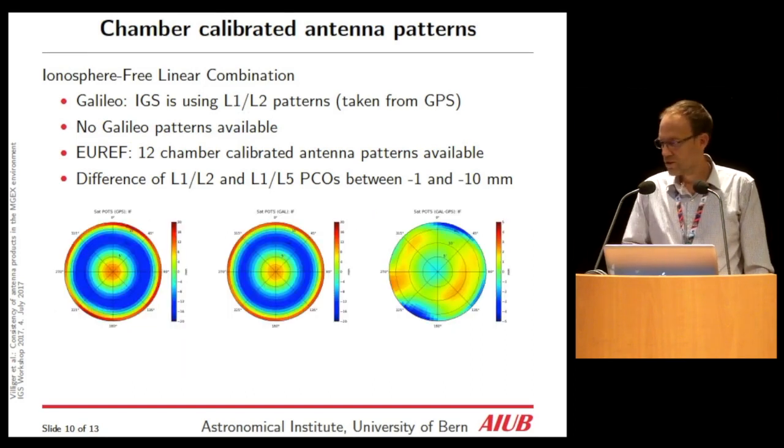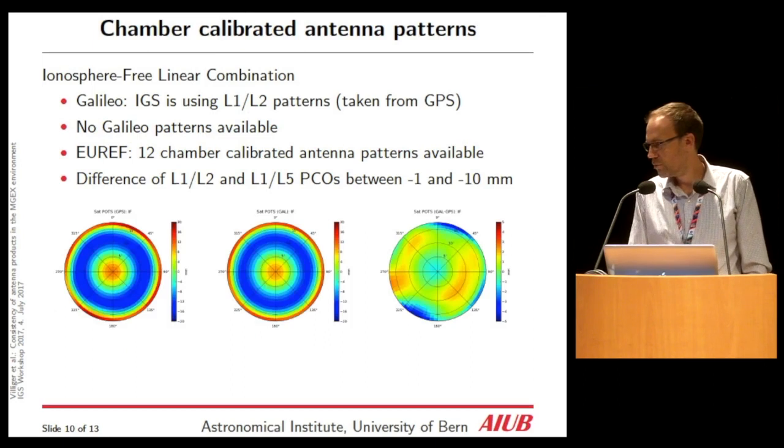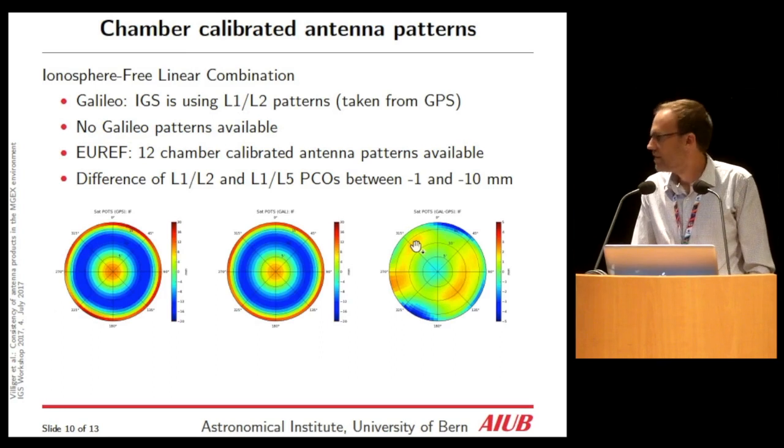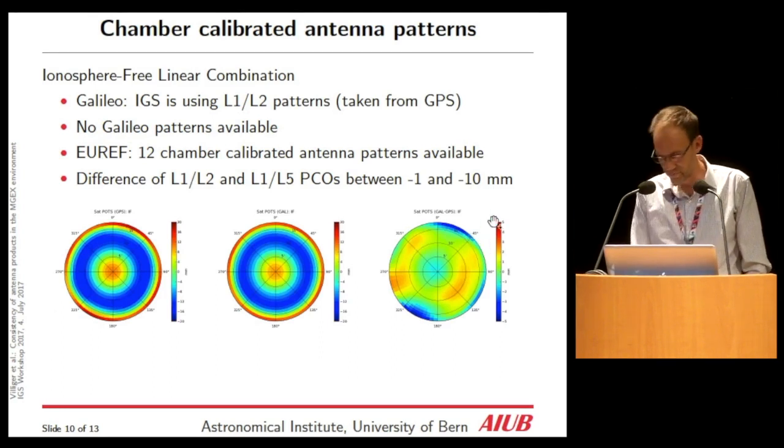Here is now just a small picture of the pattern itself. We see here on the left side the PCV pattern of the L1, L2 combination. In the middle, we see the L1, L5 pattern. And on the right side, we see the difference between these two, where the color scale goes up to plus minus 5 millimeters.